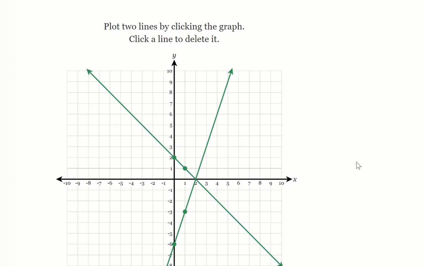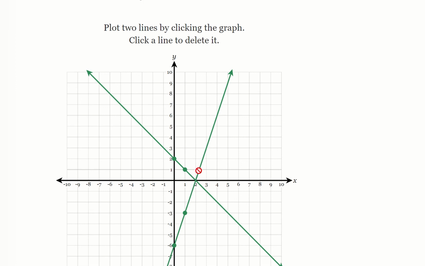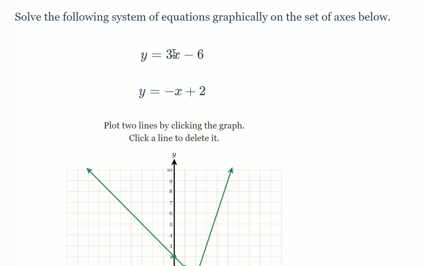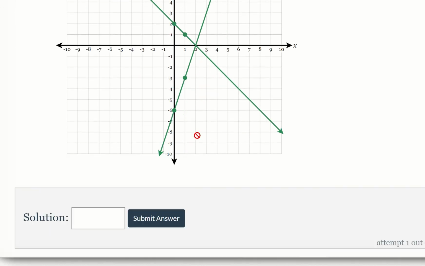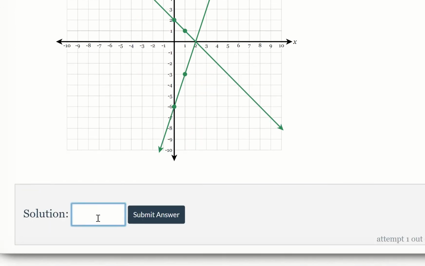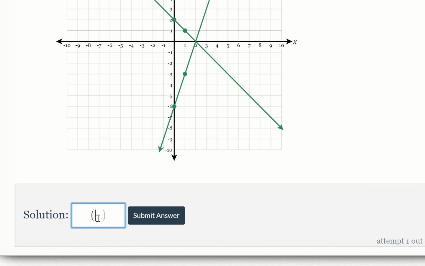And there we go. At this point, I can see that the solution to this system is when x is 2 and y is the number 0. If I put in 2 in this top equation, it's going to give me 6 minus 6, which is 0. If I put 2 in here, it's negative 2 plus 2, which is also 0. So we would type that in here as an ordered pair, open parentheses, x is 2 and y is 0. And then we would just hit submit.